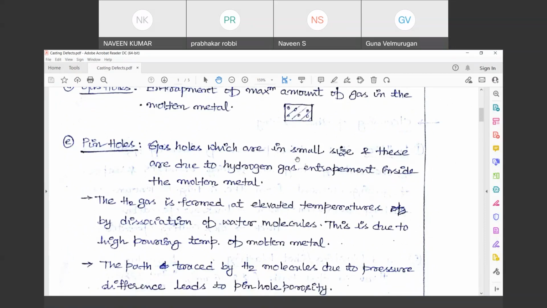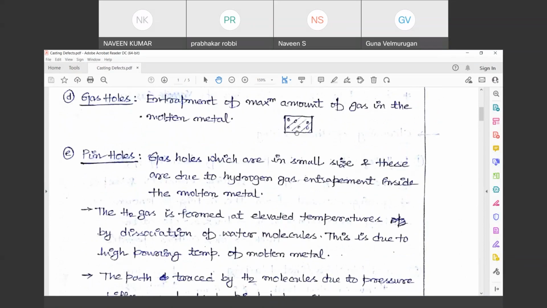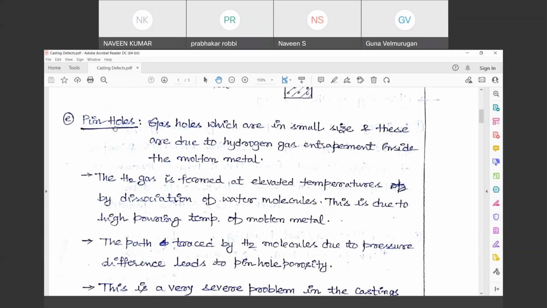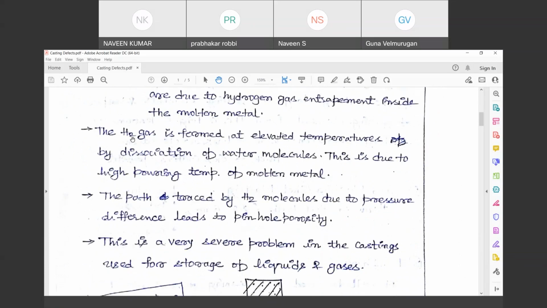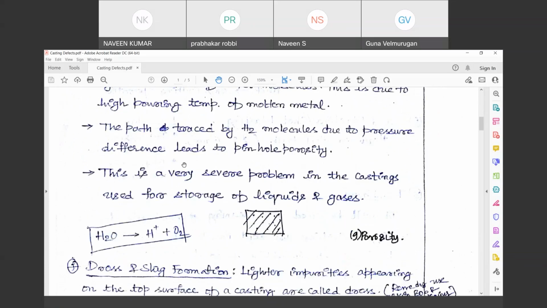Or maybe this hydrogen will be dissociated from the water. Hydrogen and oxygen will be different. This hydrogen in the form of gas is floating here and there, and those are called pinholes. And that hydrogen will move in different paths, and that is why pinhole porosities are formed. And you know what? See, this is the equation. This pinhole porosity is a very severe problem in casting.